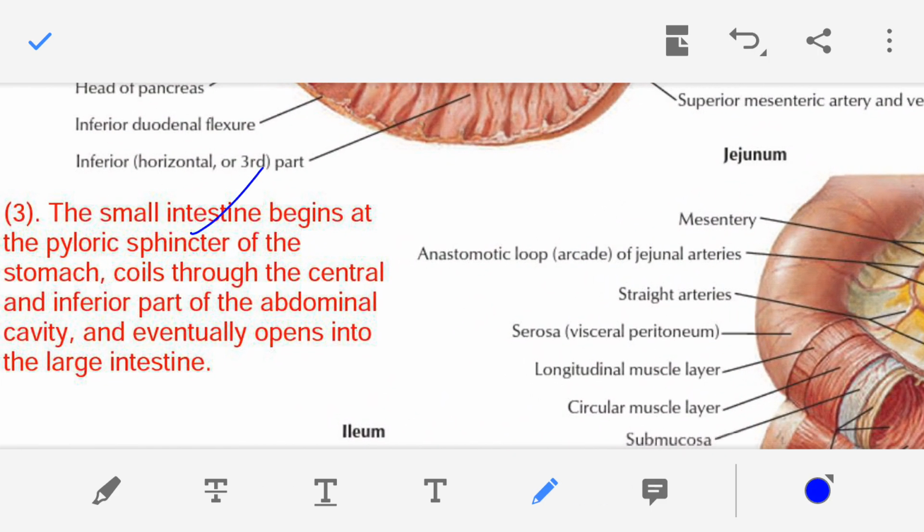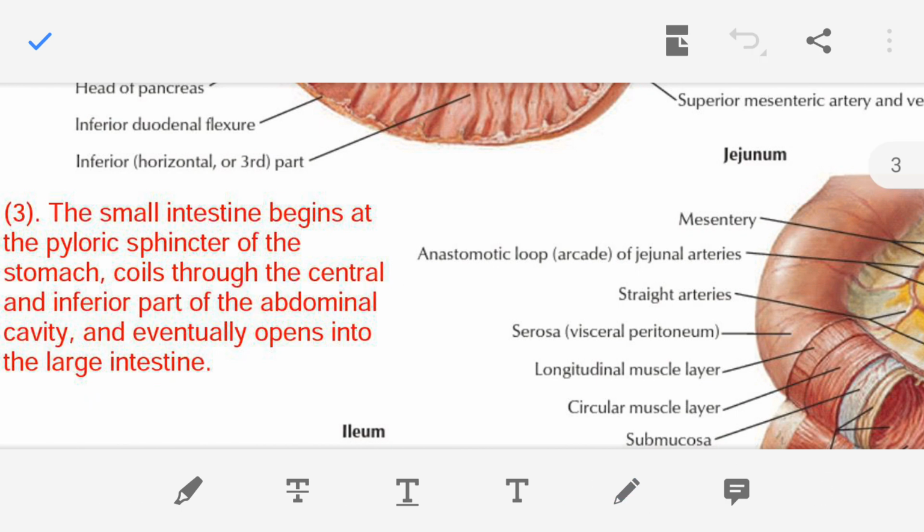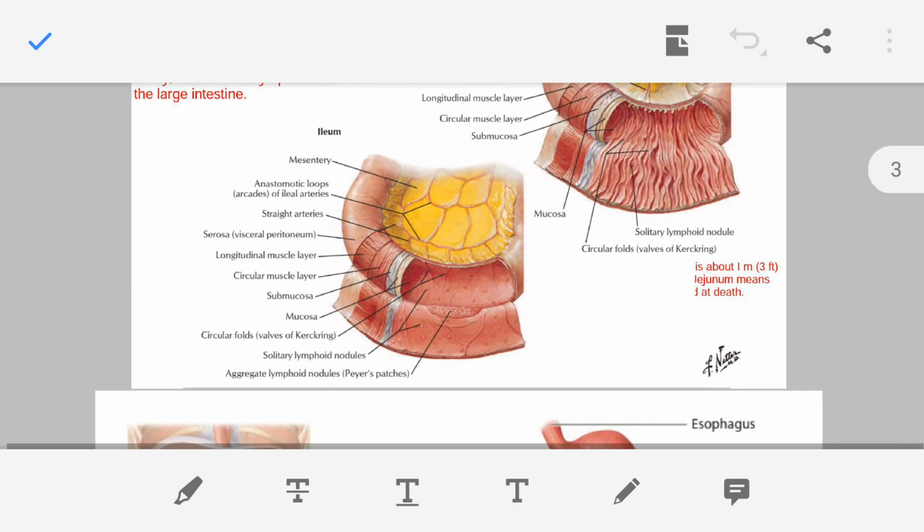The small intestine begins at the pyloric sphincter. Then it coils through the central and inferior part of the abdominal cavity, and finally it opens into the large intestine. So in the figure I am showing you this.